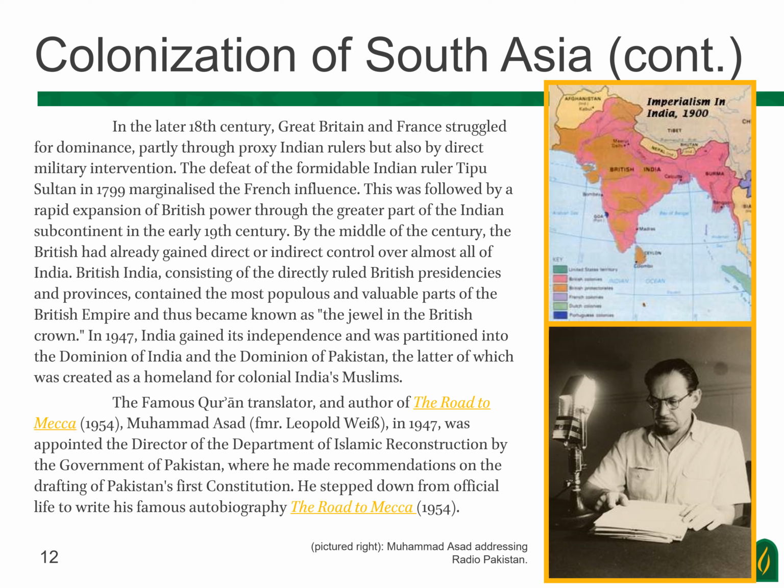British India, consisting of the directly ruled British presidencies and provinces, contained the most populous and valuable parts of the British Empire. Okay, this was the core of the British economy, and it became known as the jewel in the British Crown. And in 1947, India gained its independence and was partitioned into the Dominion of India and the Dominion of Pakistan, the latter of which was created as a homeland for colonial India's Muslims. The Muslims had to create their own separate nation state in order to survive, or they could be the product of mass slaughter and communal violence, which is what we still see today. And Modi makes it worse. He fans the flames of communal violence.